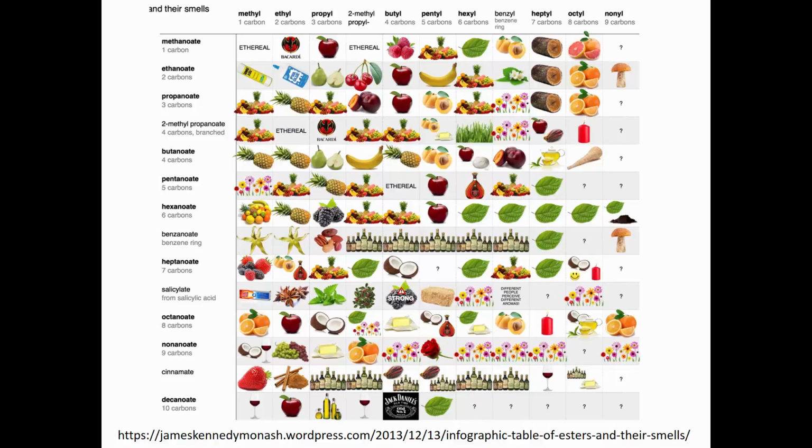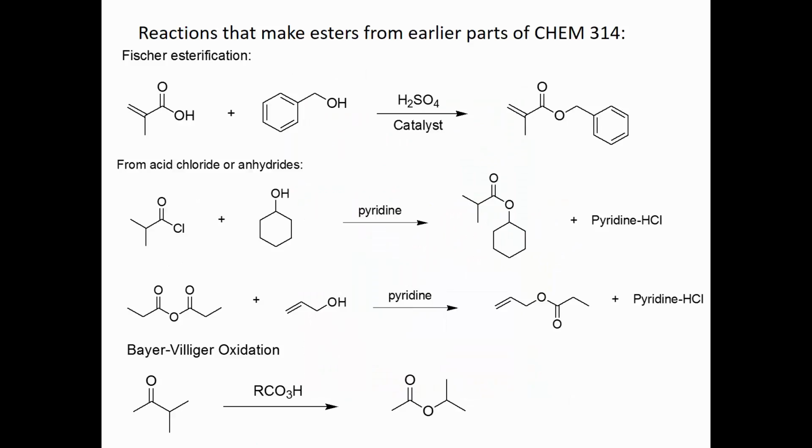They smell nice, and their toxicity properties are basically the same as the alcohol and the acid, so you don't have to do quite as much biological proof that they're not toxic, because they're metabolically turned into the alcohol and acid very quickly. Let's review some reactions that make esters from the past.